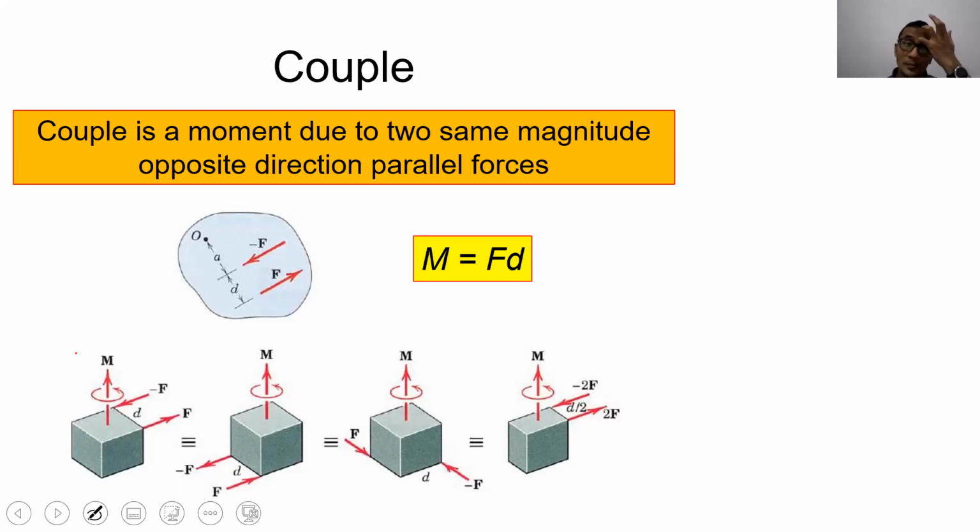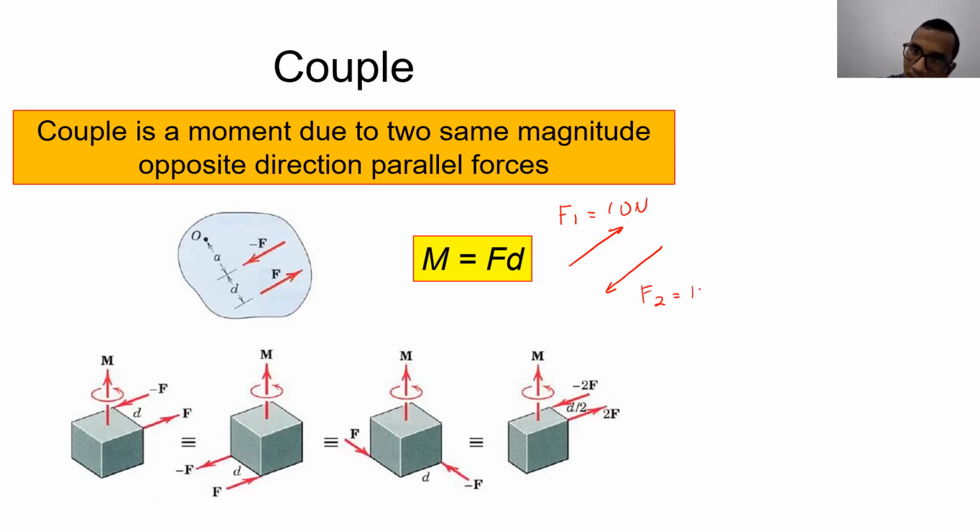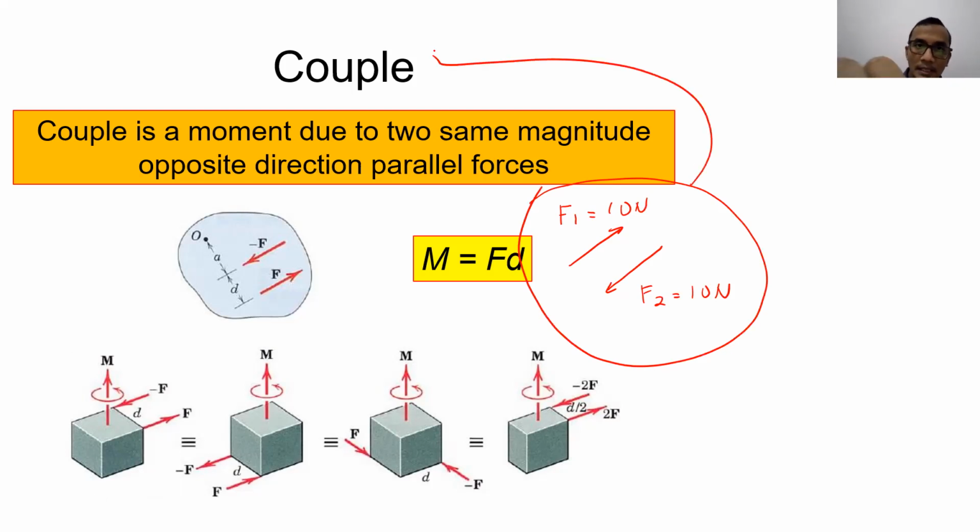So I want to re-explain what is couple because it is very important for you guys. Okay. So basically, if you have two forces, both with exactly the same magnitude, for example, the first force F1 is 10 Newton, and the second force F2 is the same, 10 Newton as well. The magnitudes are the same, but the directions are completely opposite. Okay, this kind of force combination, we call it a couple.